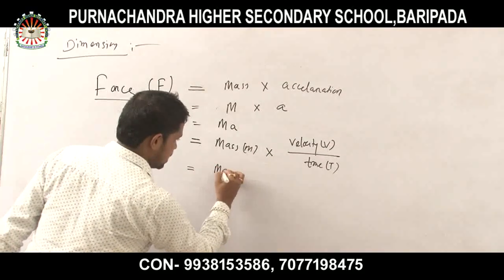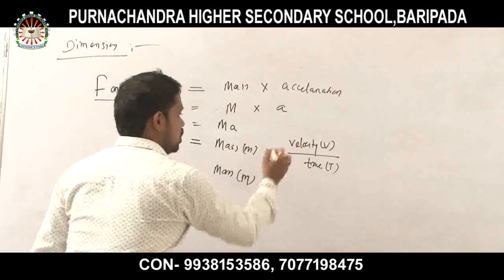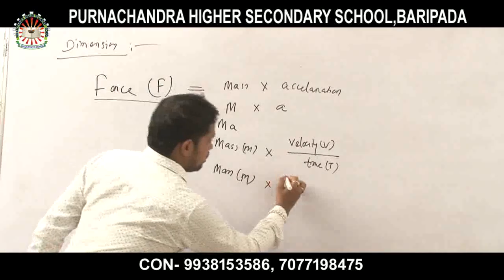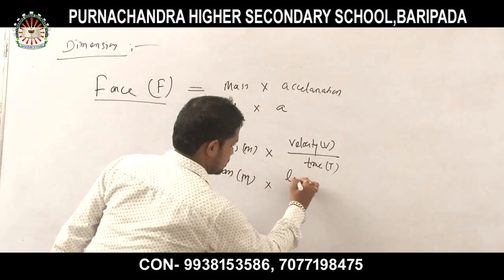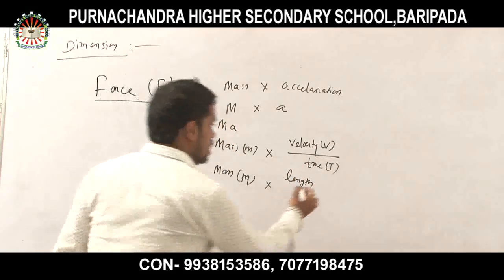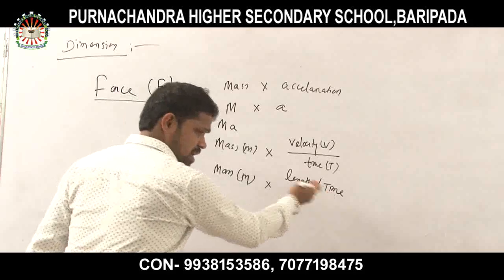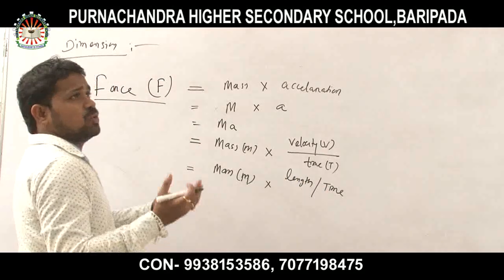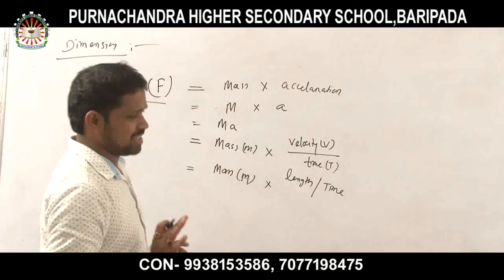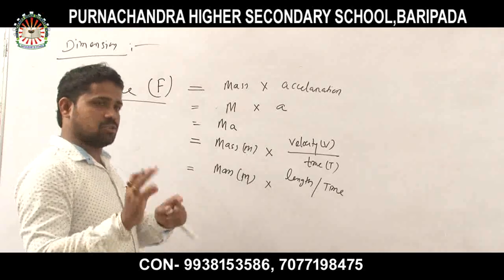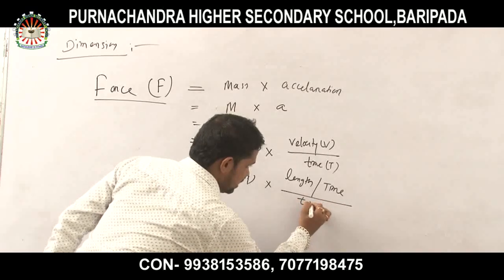So this is mass m into velocity. What is velocity? Velocity is length divided by time, very simple. Or you can say displacement divided by time. But as we are not yet familiar with the word displacement, we simply mention length here, because displacement is measured in terms of length. So length divided by time, whole divided by time again.